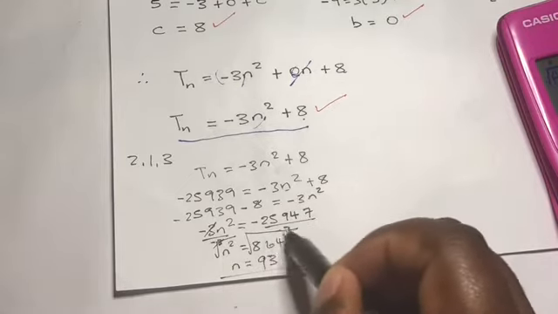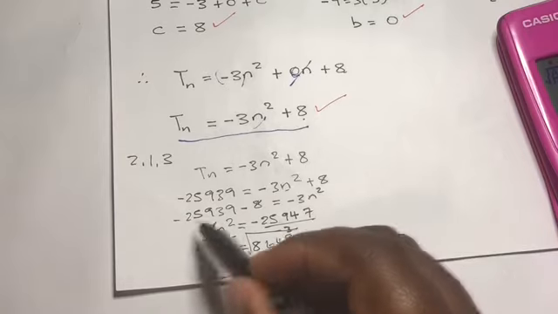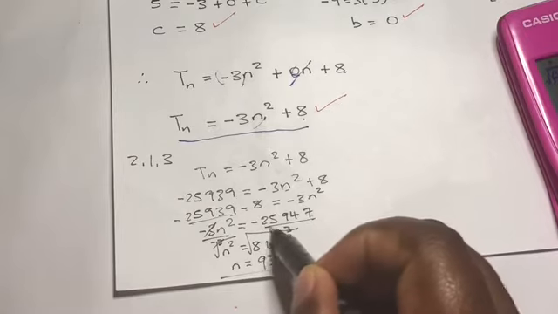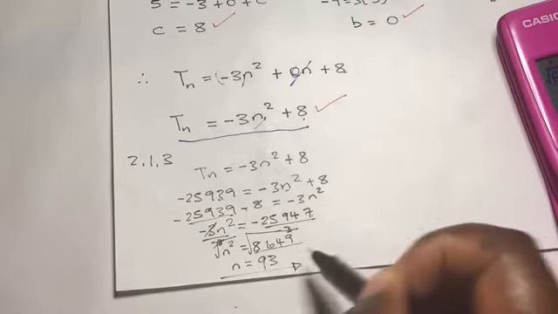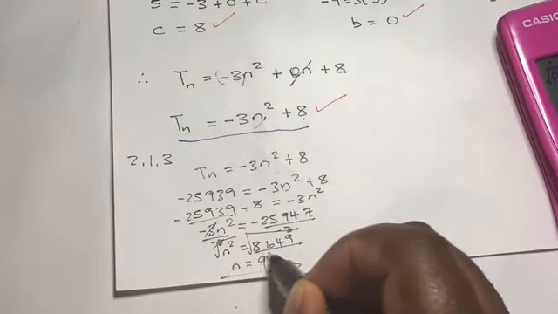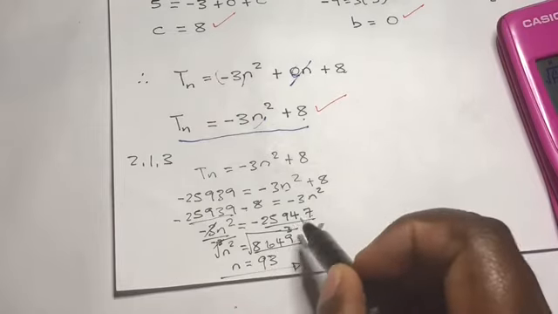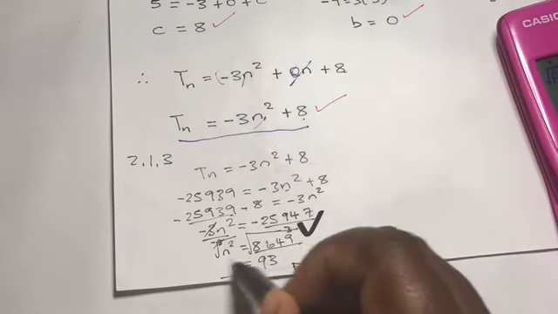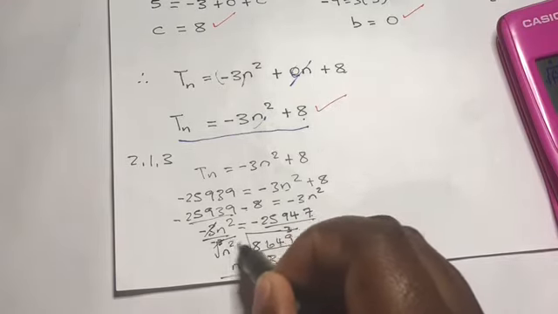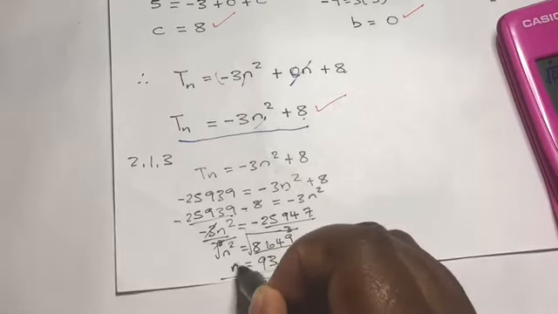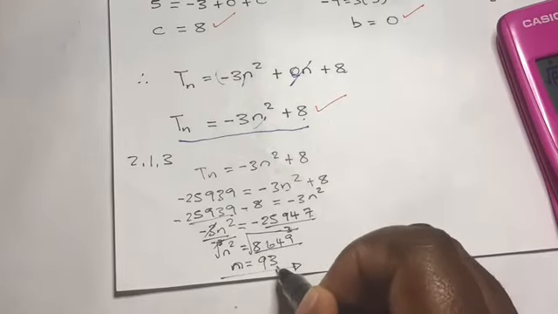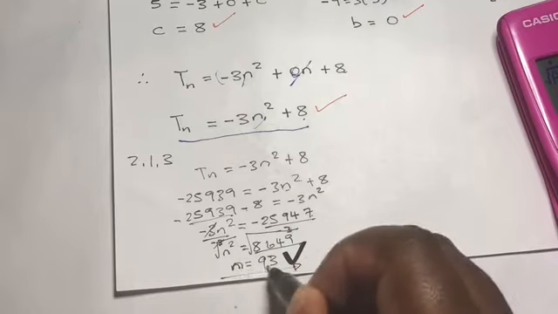Then you are remaining with n squared. It equals the whole of this, which is negative 25,939 minus 8, and you divide by negative 3, and this is what you get, 8,649. So n squared equals 8,649. From there, you introduce a square root on both sides. The square root's main purpose is to remove the square so that you remain with n, which equals 93. So that means your n is equal to 93.